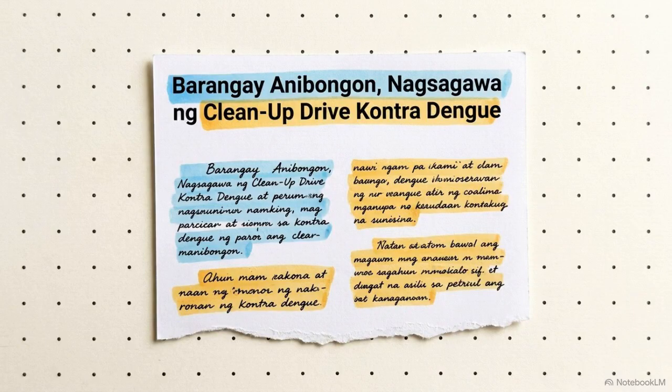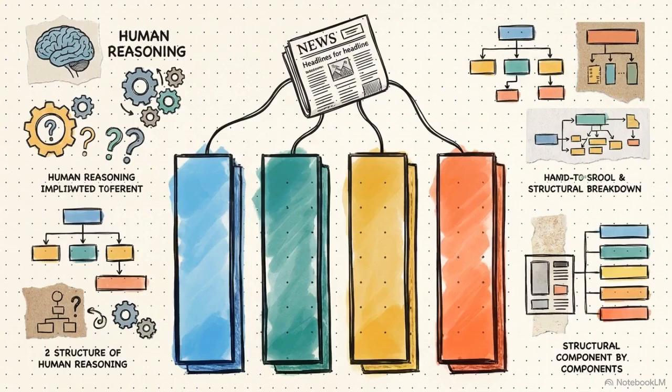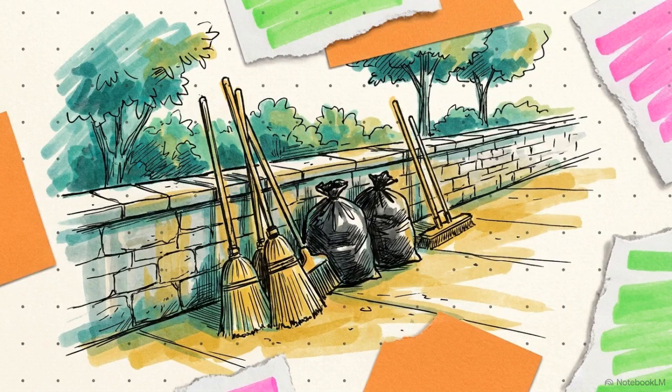Take a look at this local news bulletin regarding a community cleanup drive. To understand how it functions, we can break it down into 4 components: its topic, purpose, main message, and the platform that carries it. First is the paksa, or the topic. This is the main subject under discussion. Here, the paksa is the community dengue cleanup drive.